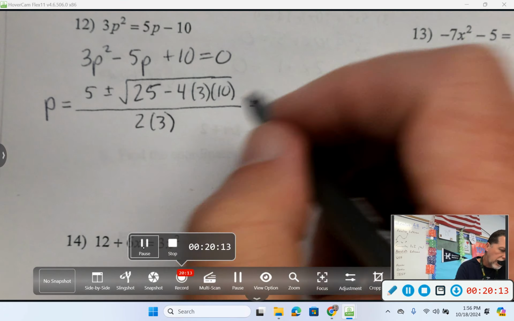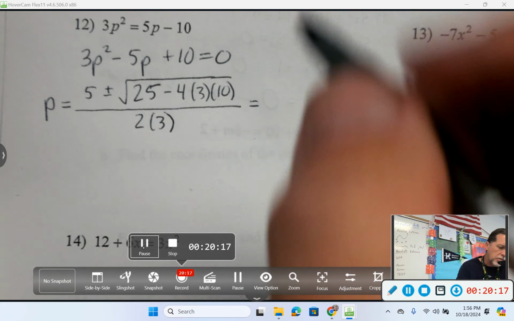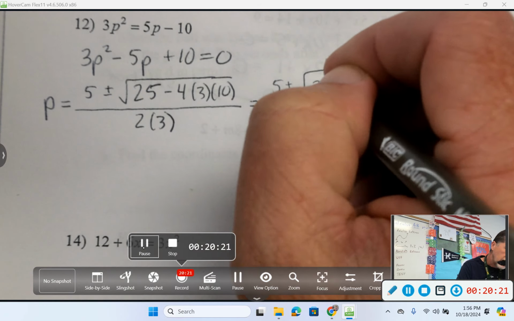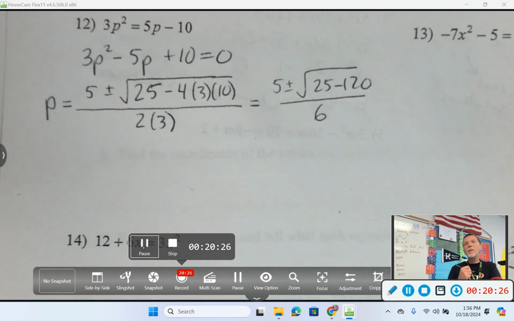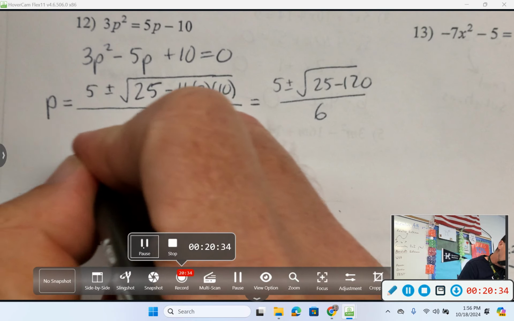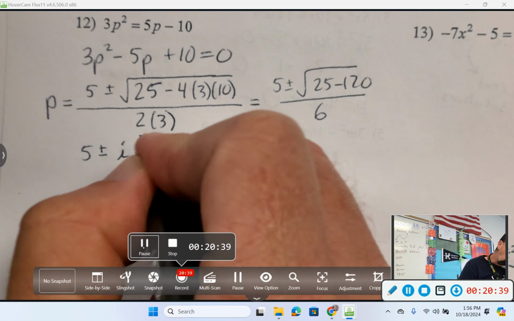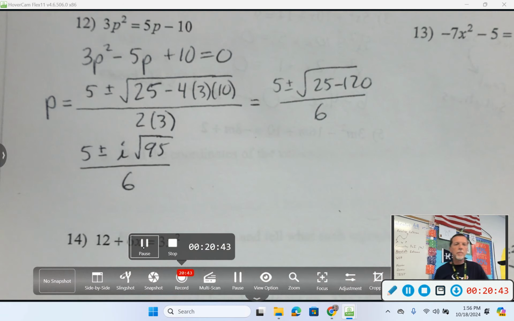Okay, 25 minus, oh, they're big, but this isn't bad. 4 times 3 is 12, times 10 is 120. 25 minus 120. Whoops, here's why I picked this one. What's going on under the radical there? Yeah, it's negative, there's going to be an i. So 5 plus or minus, we can do 2 steps at once here, i square root 95 over 6.